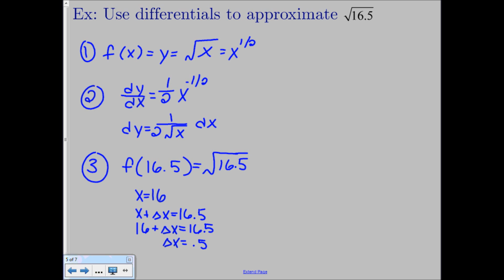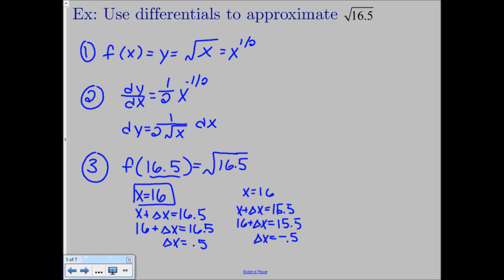Now, just take note that if we were trying to approximate 15.5, so say we still let x be 16, but now we were trying to approximate the square root of 15.5, if we plugged in for the 16 and then solved for that delta x, notice that your delta x would then be negative 0.5. So your delta x, your change in x, can be negative. Your delta x is going to be a positive value when the number you're trying to approximate is larger than the x value you pick.